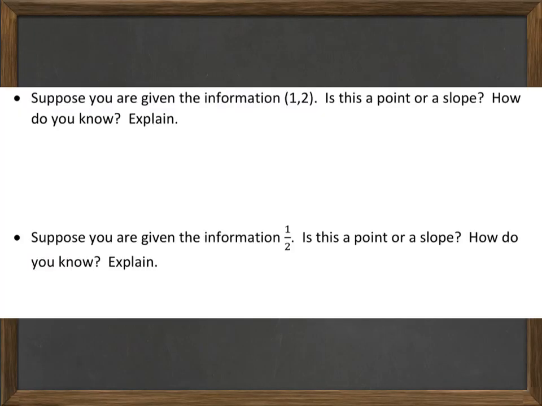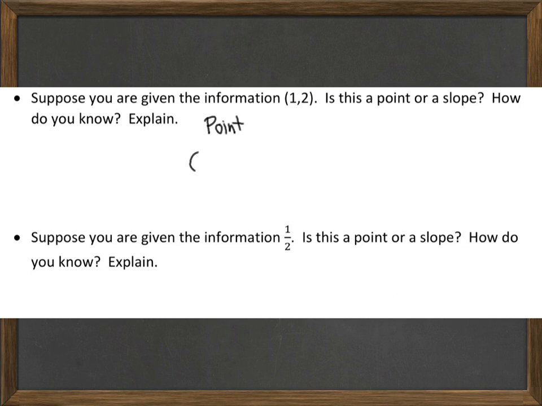Let's begin. Suppose you are given the information (1, 2), and I tell you this is either a point or a slope. Which one is it? Pause this video, think about which one it is, and then unpause it to see if you are correct. The correct answer is that this is a point, or an ordered pair, in space.